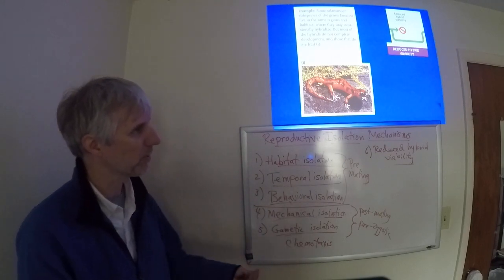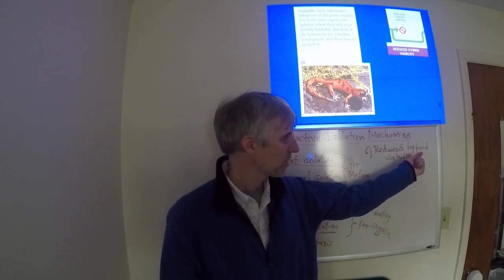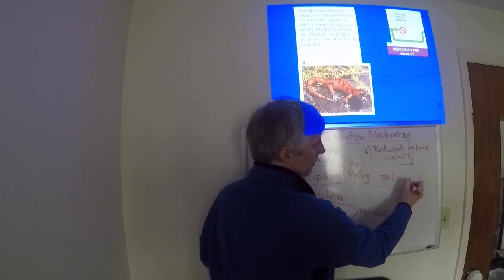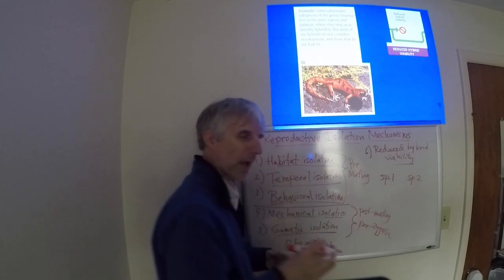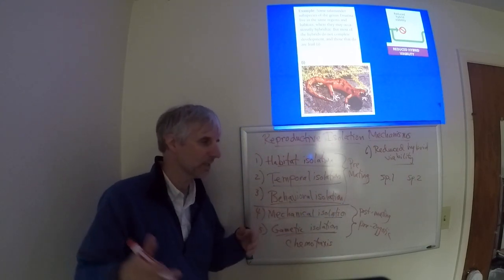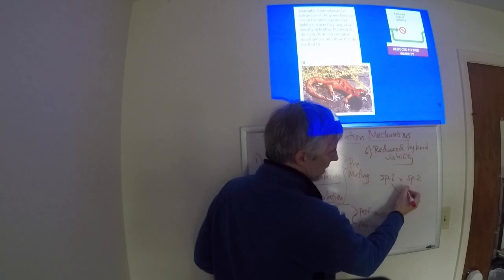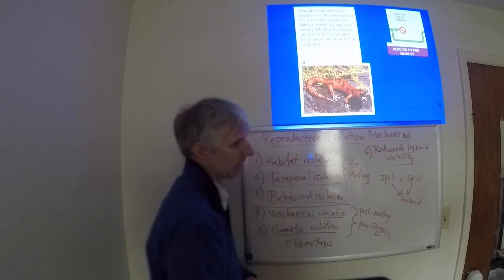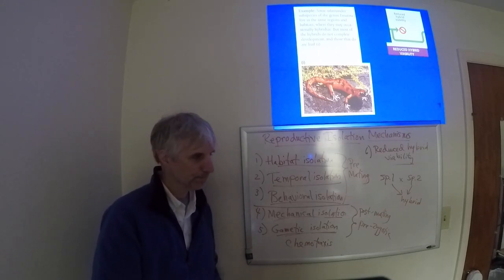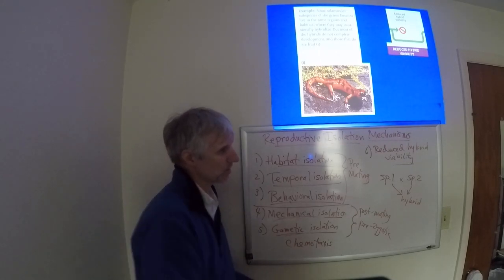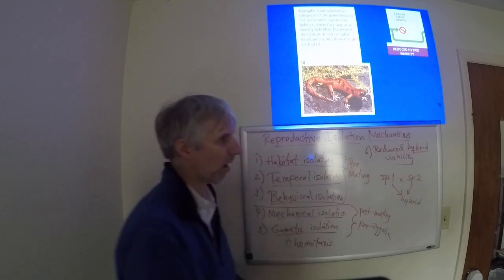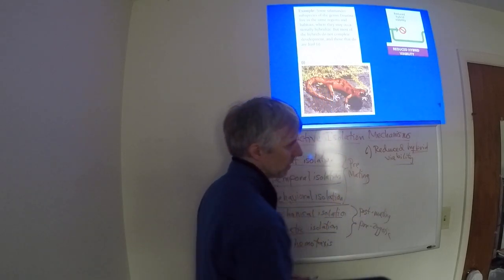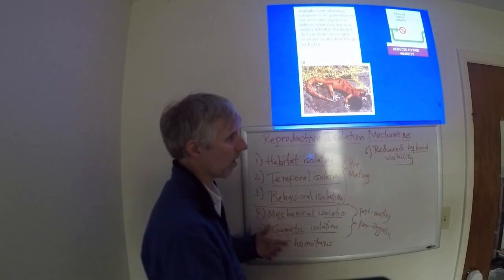In reduced hybrid viability, the offspring is called a hybrid. Whenever you take two species, and we're recognizing these parents as two species, and these two species come together to produce an offspring, at least in the animal world, we call this a hybrid. So the hybrid is the offspring between the two species.